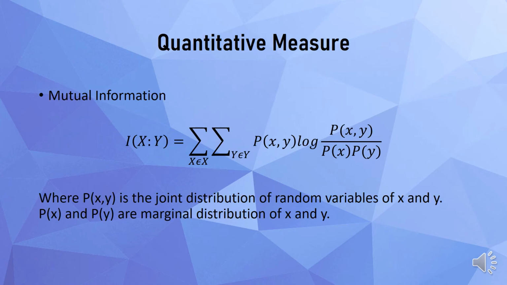In terms of the measures to compare whether our fusion is working or not, we use qualitative and quantitative measures. For the quantitative measure, we use mutual information, where we take the summation of the joint distribution of the two images, x and y, and take the log of the ratio of the joint distribution over the product of the marginal distributions.